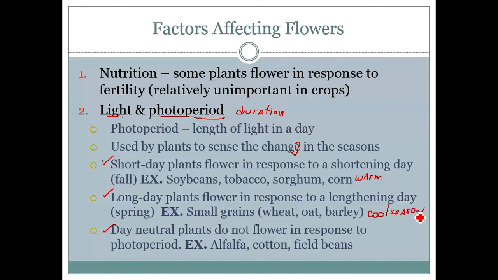Because again, when you have a cool season plant and you want it to flower in the spring, that is when days are getting longer. It's going to flower in the spring to be ready to harvest in the very early summer.